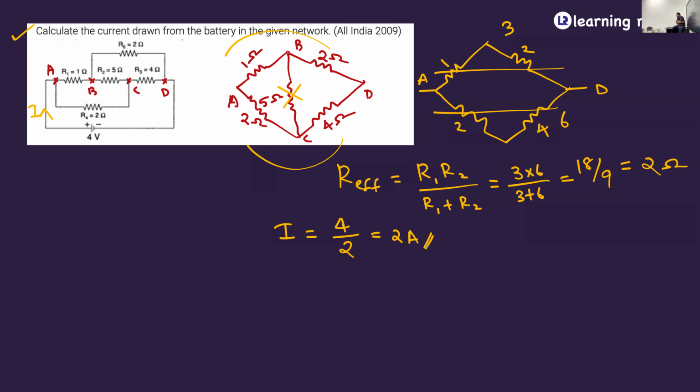Not every problem will have a Wheatstone bridge. Luckily here we got it. So which points are to be marked first? The endpoints. So whenever they ask you a question, listen to this carefully. In this question, it is not mentioned. But whenever they ask you to find the effective values, they need to mention the effective values to be found between which 2 points.